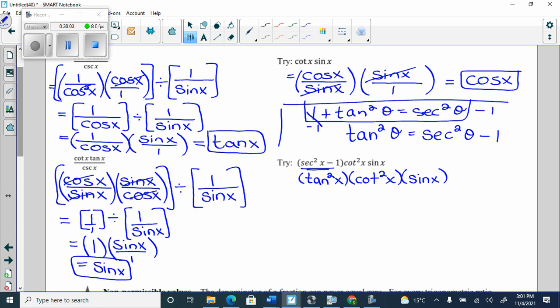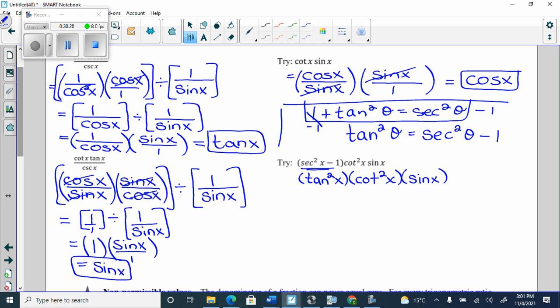So whenever you have a squared with a 1, adding 1 or subtracting 1, Pythagorean theorem identity. You have to go to one of the three, because if you can do that, the rest is not hard.